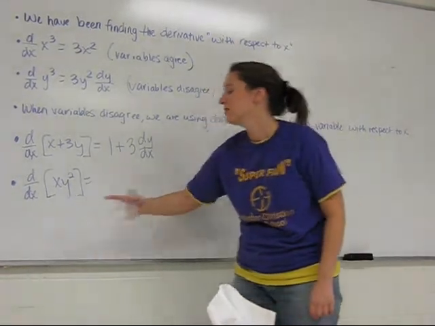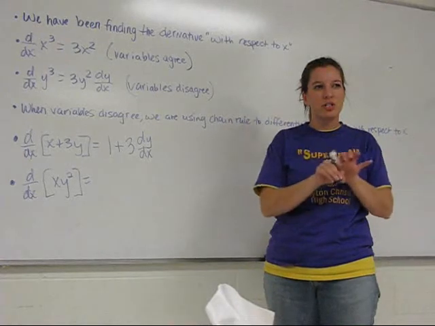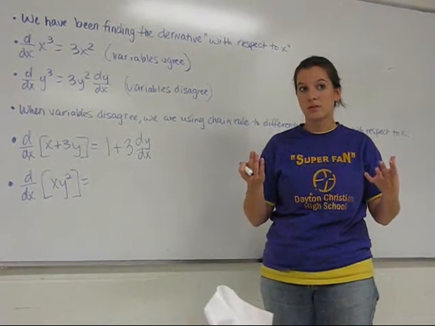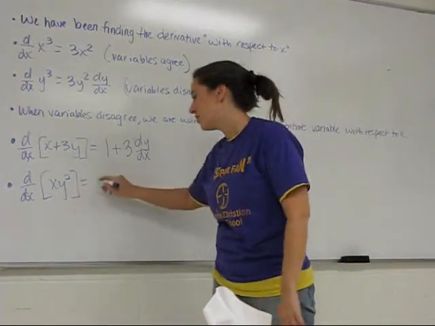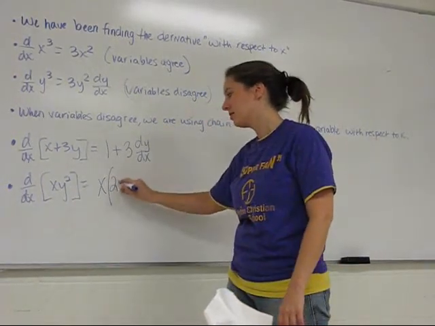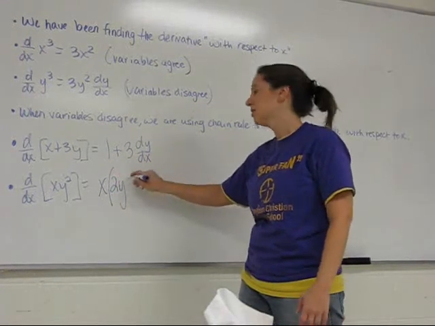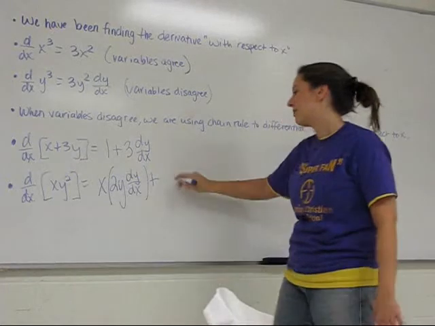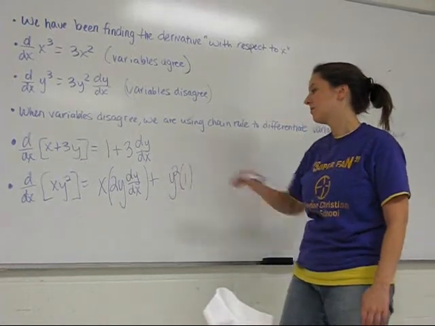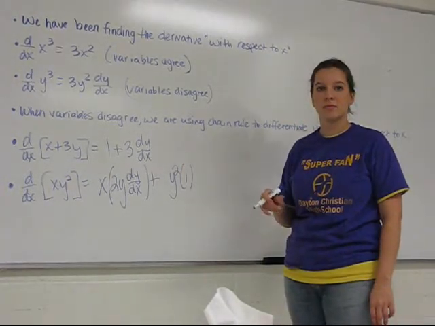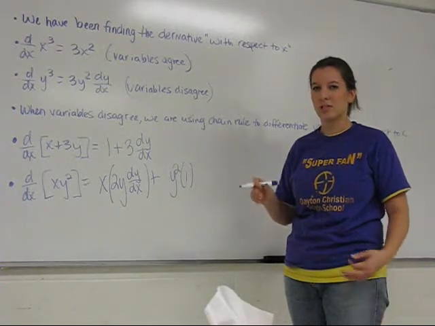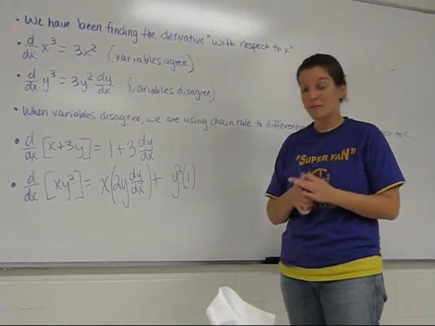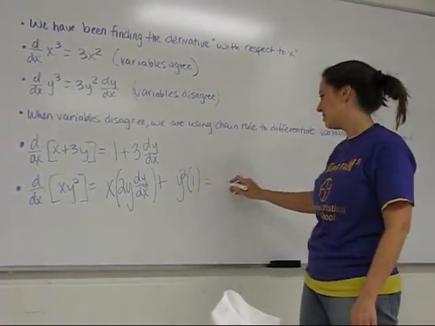Okay, so the next one, I have two functions multiplied together, so I need to use the product rule. So we're going to do the first times the derivative of the second, which is 2y dy over dx, plus the second times the derivative of the first. Everybody understand what we're doing on this one?